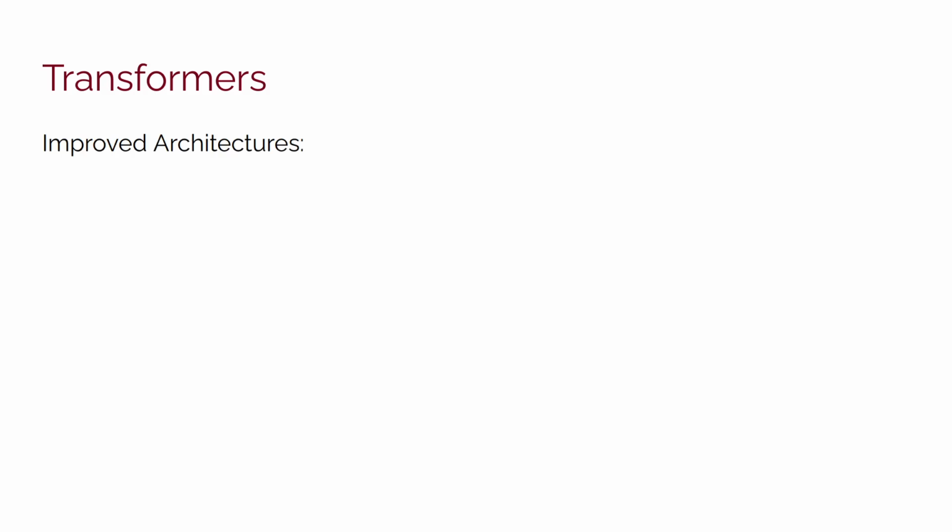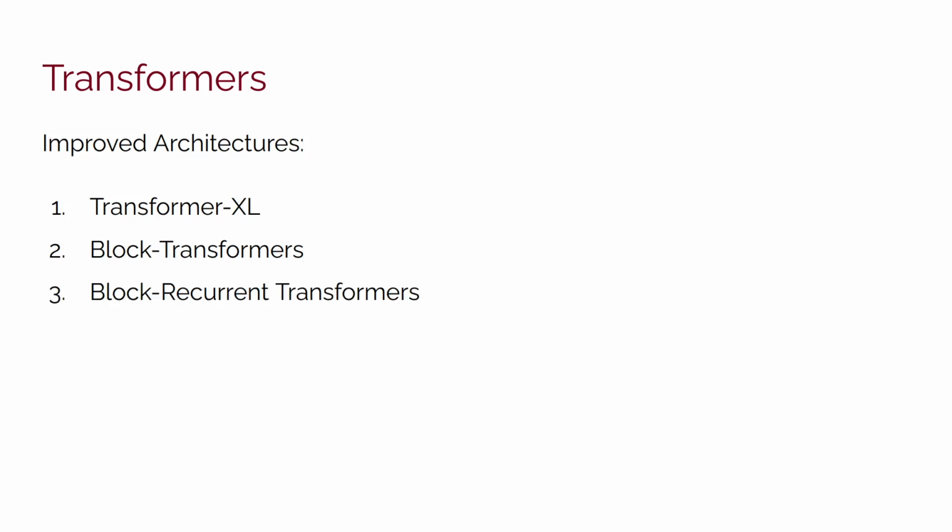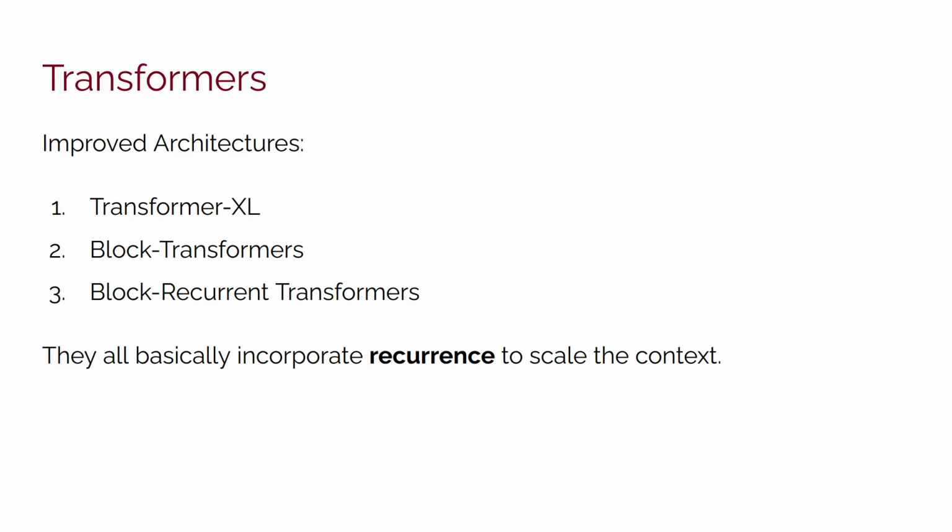There are improved architectures which mostly scale the context by a factor of 10 or 100 or 1000. So the first one's Transformer-XL. The second one's something called block transformers. This is a model that came out very recently, I think in 23 or 24. And finally we've got block recurrent transformers. I won't go into details of all of them, but all of them have something in common once again, and that is recurrence. We'll mostly be talking about block recurrent transformers though, because MambaTron is based mostly on that.